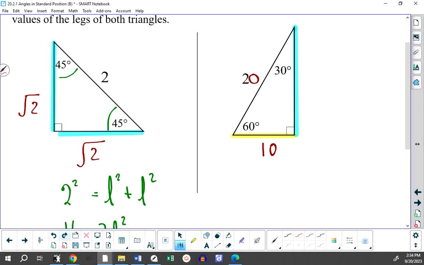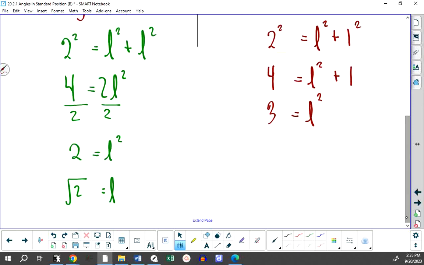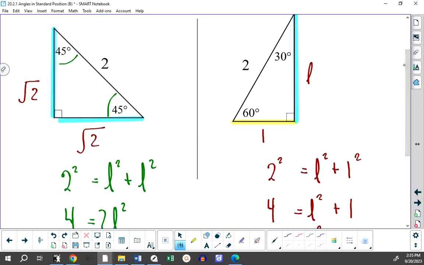Anyway, now that we know that that's 1, you can certainly figure out what this is using the Pythagorean theorem. And again, the letter doesn't mean anything. I'm going to stick with L. I can write 2 squared equals L squared plus 1 squared, which gives me 4 equals L squared plus 1. I subtract 1 from both sides and get L squared equals 3. So L equals the square root of 3. So this is root 3.